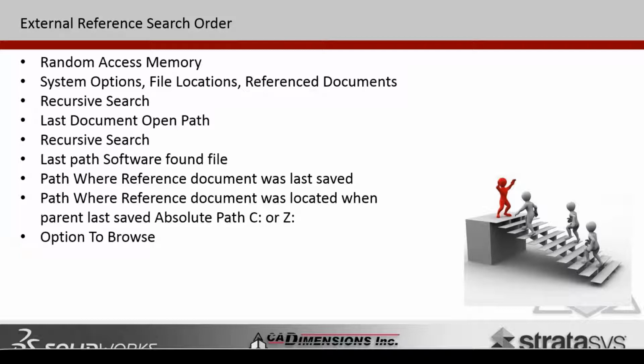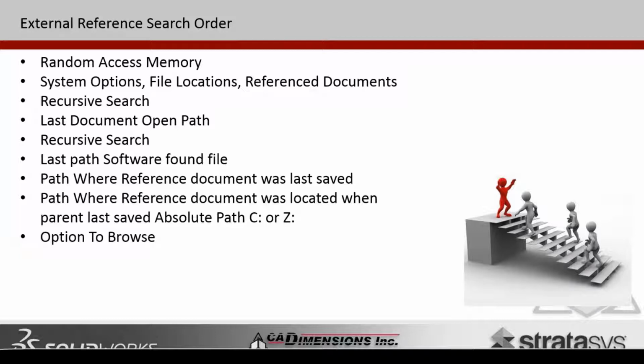You can find this in the help. Just type in reference document search routine. I've simplified it a little bit here. The first thing the software does is look for any file that's already loaded in memory. So if you have 10 files of the same name on a computer and you have the wrong one open, it will replace it.